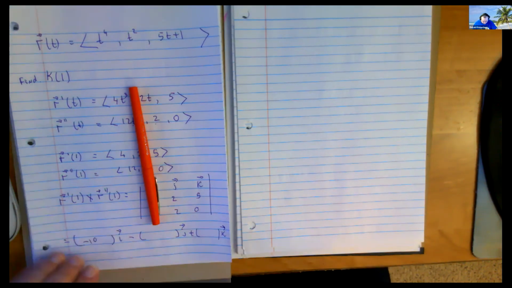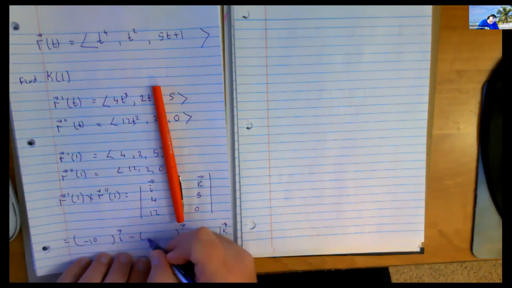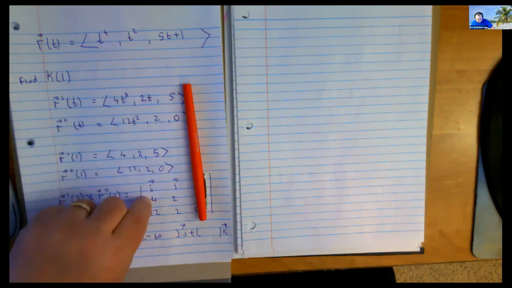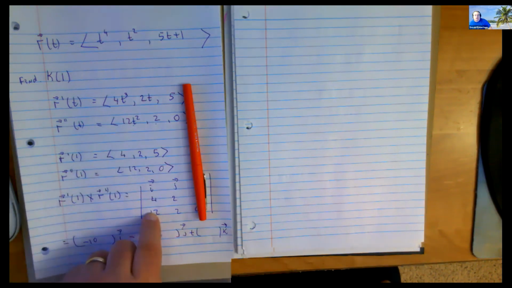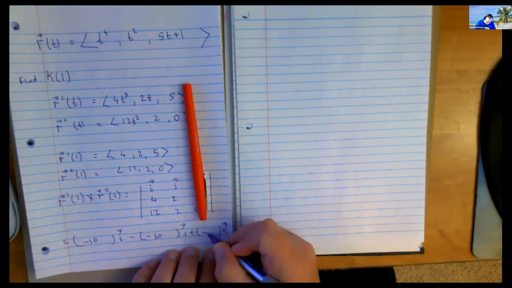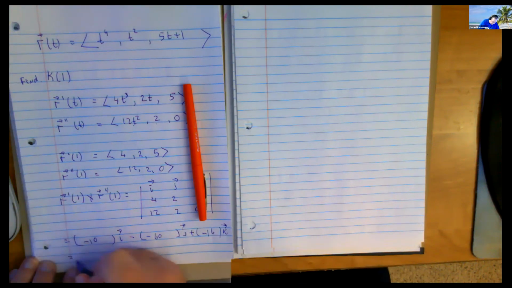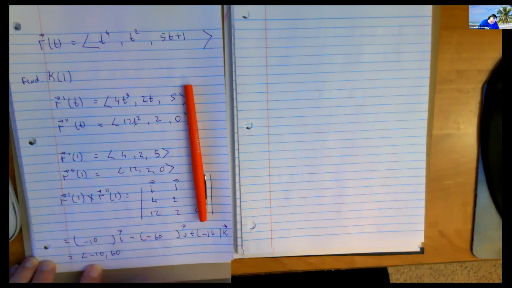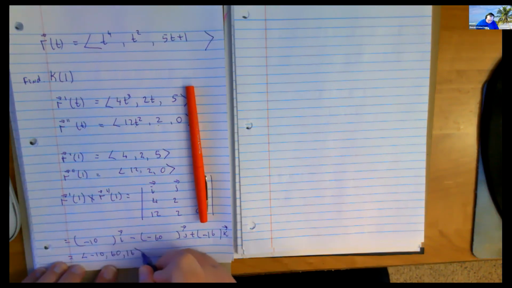Okay, cover that guy up. Nothing, take away 10. It's negative 10. Cover up the middle guy. Nothing, take away 60 is negative 60. Cover up that guy. 8 take away 24 is what, negative 16. So we end up with the vector negative 10, positive 60, 16.